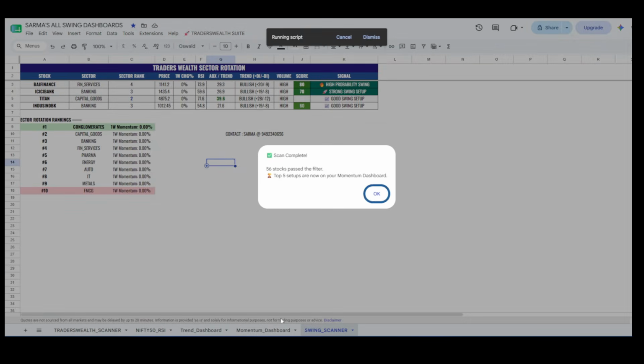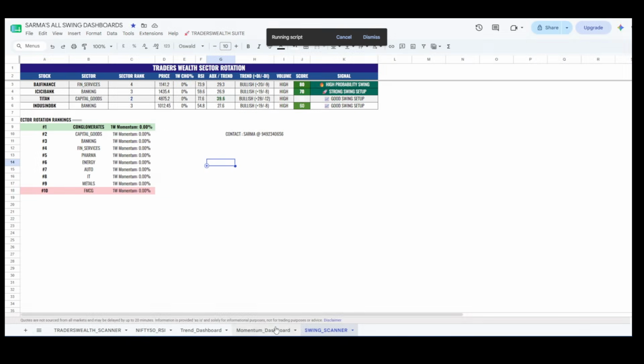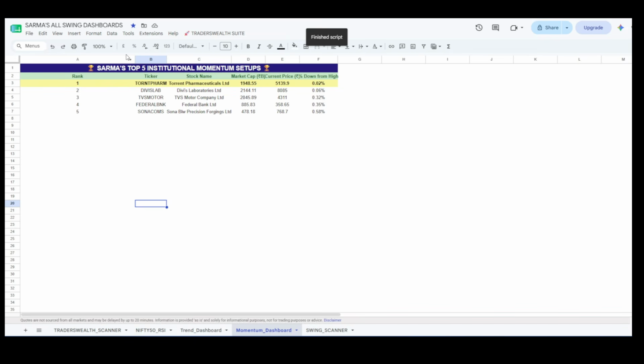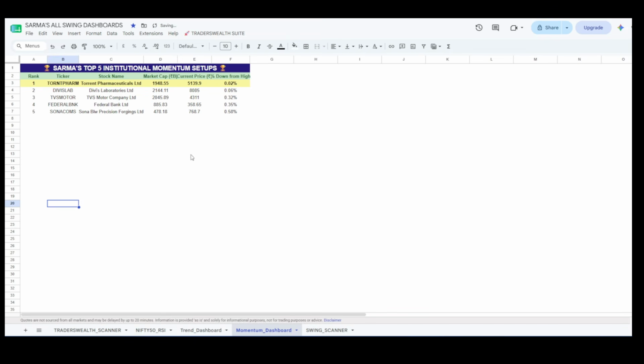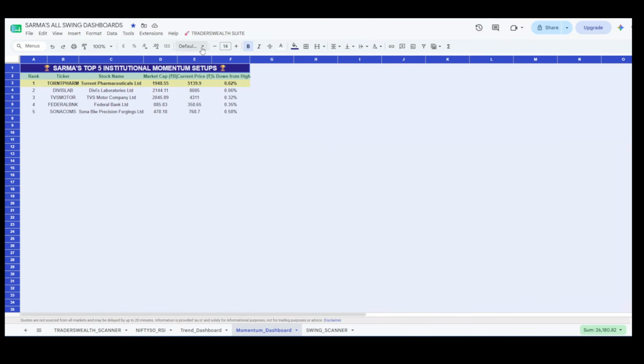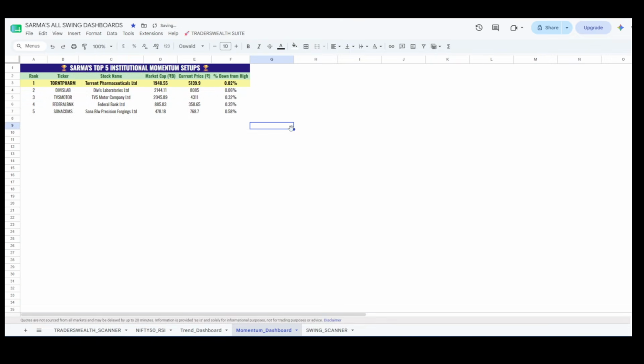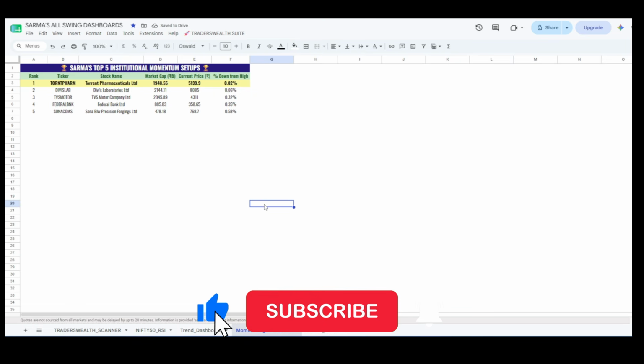For example, now you can see 56 stocks passed the filter, but it has only picked the top five stocks on the momentum dashboard. You can see on the momentum dashboard we got five stocks. It got refreshed, and we'll get five stocks like this. So you can take a trade based on this in the morning or at 3:15 to hold it as a BTST or for swing trading. So this is one of the best. Those who want one setup for BTST and swing trading can use this.